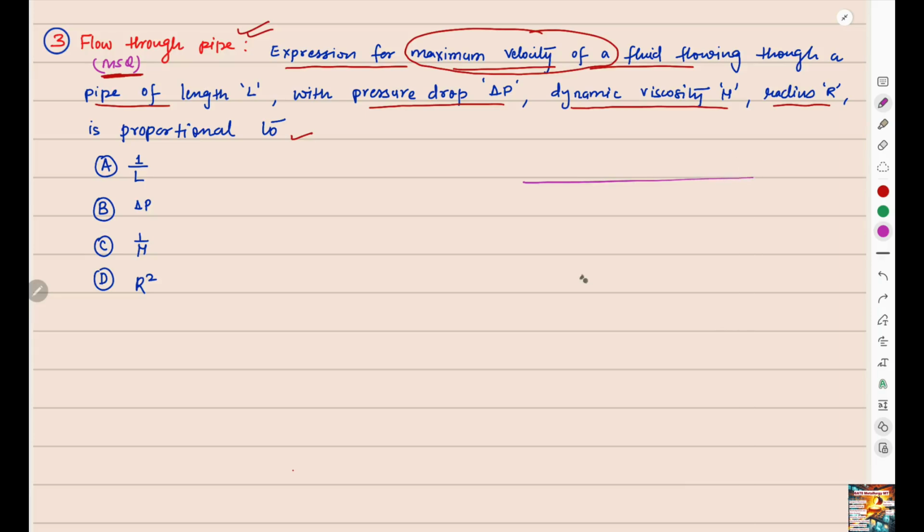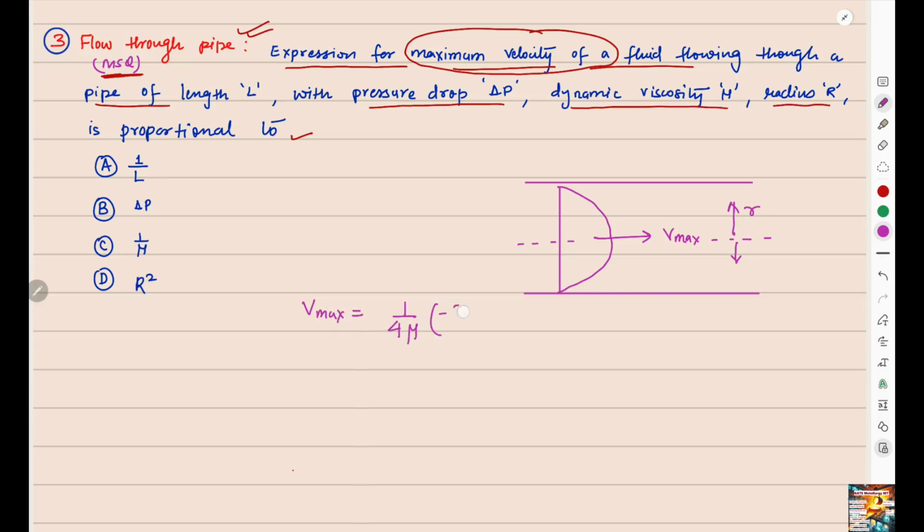Suppose that we have this diagram here. This is a pipe. In this, the velocity profile looks like this, in which maximum velocity is at the center, and during the derivation we will see that this is distance r taken from the center to the periphery of the pipe. For the maximum velocity we can write the relation Vmax equals 1 by 4 mu into minus delta P by delta x into R square minus small r square.